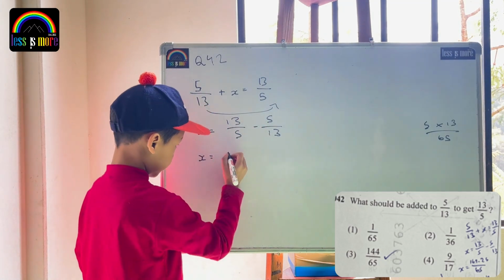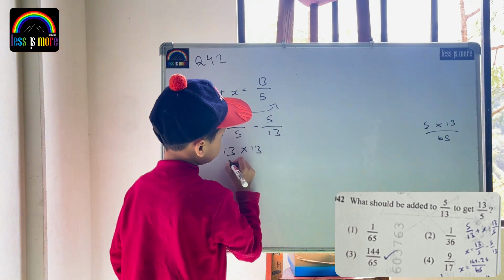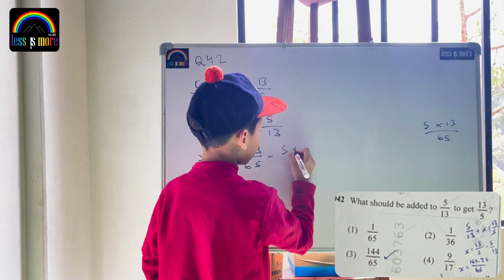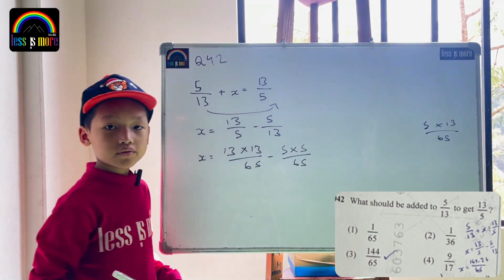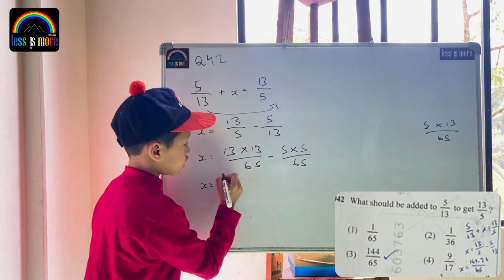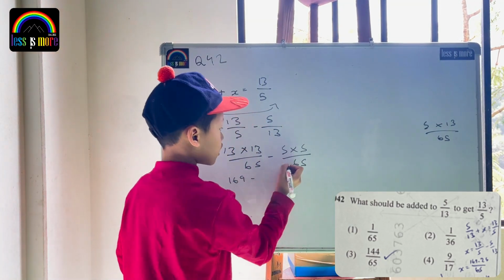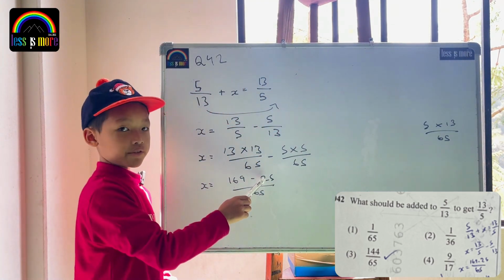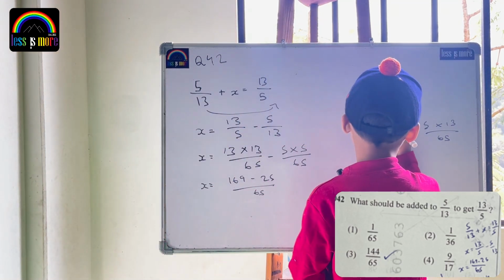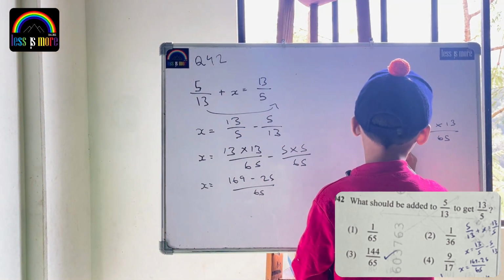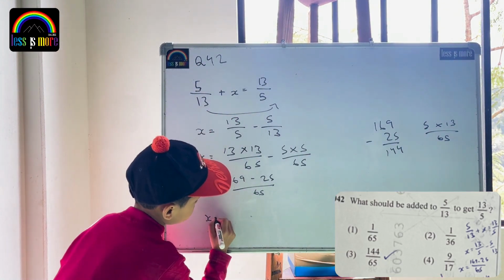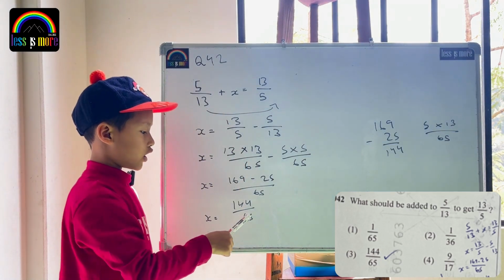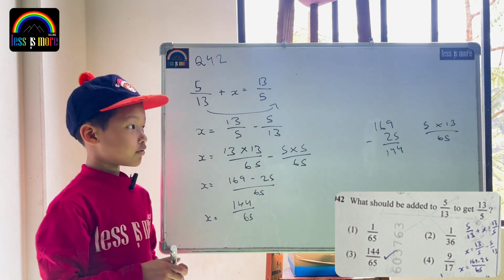So x equals, if we divide 65 by 5, it will become 13. So the first fraction 13 by 5 will be 13 times 13 by 65. Then the next one will be 65 divided by 13 equals 5, 5 times 5 by 65. Then if you multiply this, 13 times 13 is 169. Then 5 times 5 is 25 by 65. Now all we need to do is subtract 25 from 169. If we subtract it, the answer will be 144. Then the answer to question number 42 is 144 by 65.